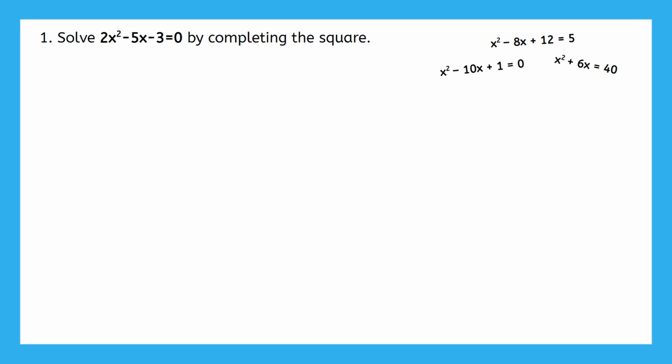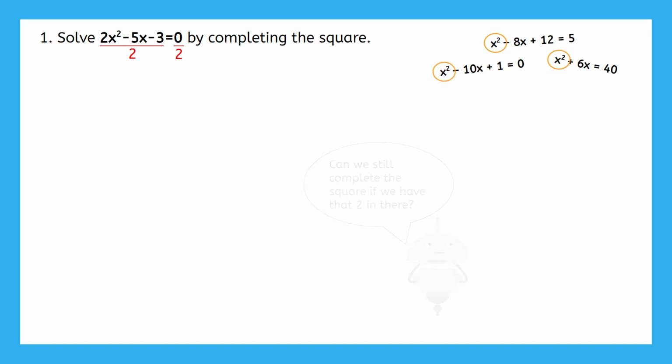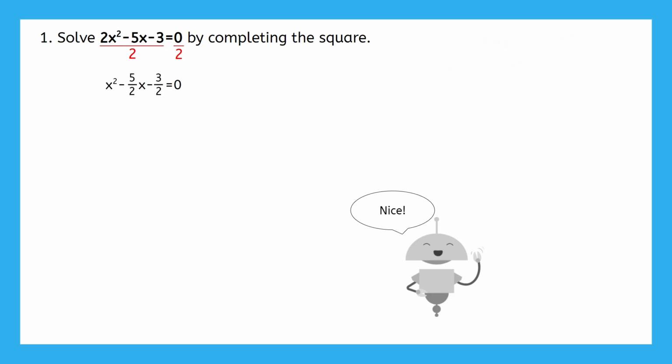All of those had only x squared, but this one has 2x squared. I see you're wondering if you can still complete the square with that 2 in there, Mia. Well, yes we can. If we don't want that 2 there, what can we do about it? Let's get rid of it. Since that 2 is multiplying with the x squared, let's divide both sides by 2. That implies dividing every single term by 2. So we get x squared minus 5 halves x minus 3 halves equals 0.